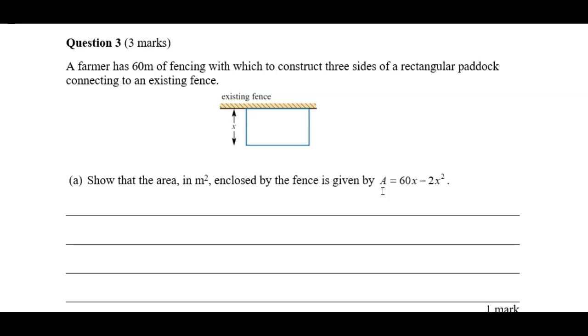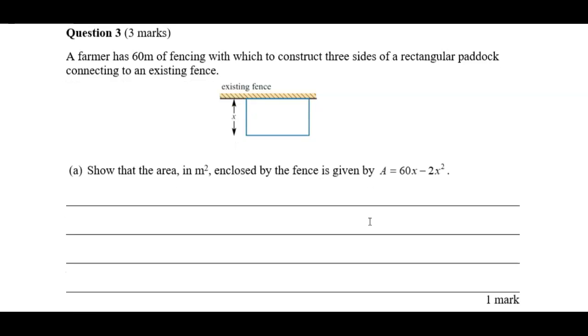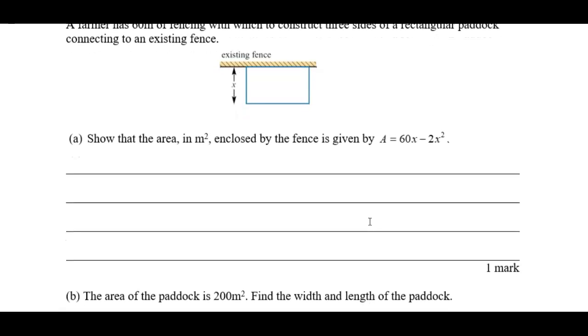Okay, question number 3. So this was quite a tricky one. These sorts of questions always come up as well, because with this existing fence, it just makes for a good question. Don't ask me why. This complicates things a little bit, but you'll probably see this question again in the future. So a farmer has 60 metres of fencing with which to construct 3 sides of a rectangular paddock connecting to an existing fence. Show that the area in metres squared enclosed by the fence is given by A equals 60x minus 2x squared.